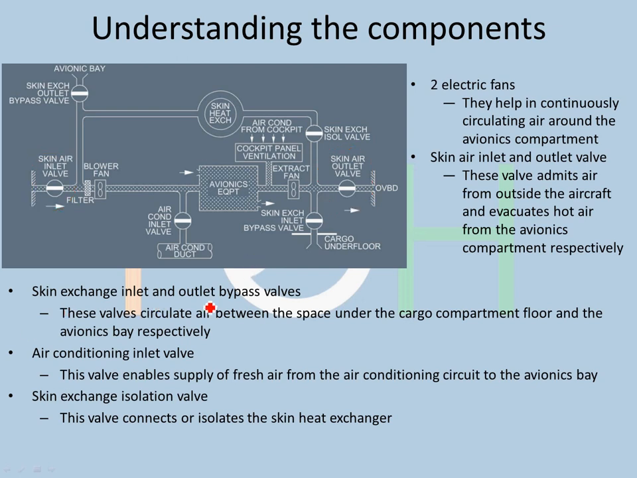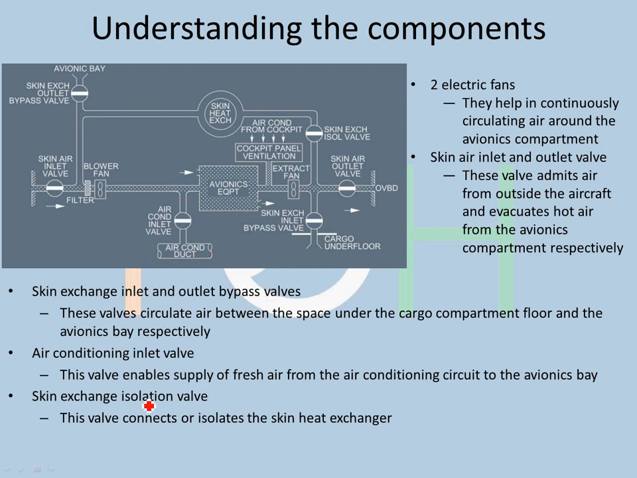Let's go to the next one: the skin exchange inlet bypass valve and skin exchange outlet bypass valve. These valves deal with the cargo underfloor and the avionics bay. If you remember, the cargo is pressurized, but not the cargo underfloor, so this is happening just to have ventilation there. Next is the air conditioning inlet valve. In case of an abnormal condition, this air conditioning duct helps in giving fresh air. This valve enables the supply of fresh air from the air conditioning circuit to the avionics bay.